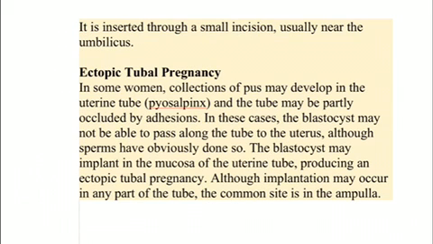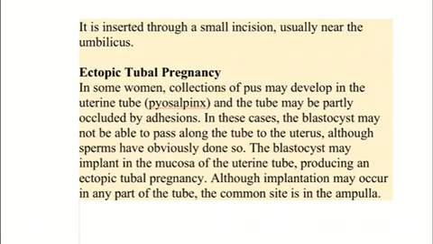Now, I also want to talk about ectopic tubal pregnancy. You have it in some women. There's a collection of pus that can develop in the uterine tube, what we call pyosalpinx. And the uterine tube may be partly occluded because of inflammation and formation of adhesions. So in such cases, the blastocyst may not be able to pass along the uterine tube. So even if you have sperms, the sperms could pass because the sperms are tiny, and they fertilize.